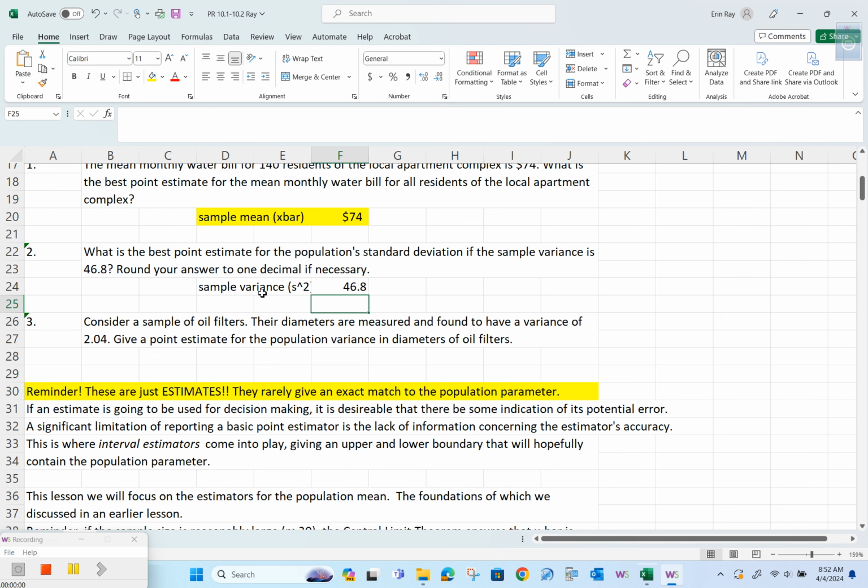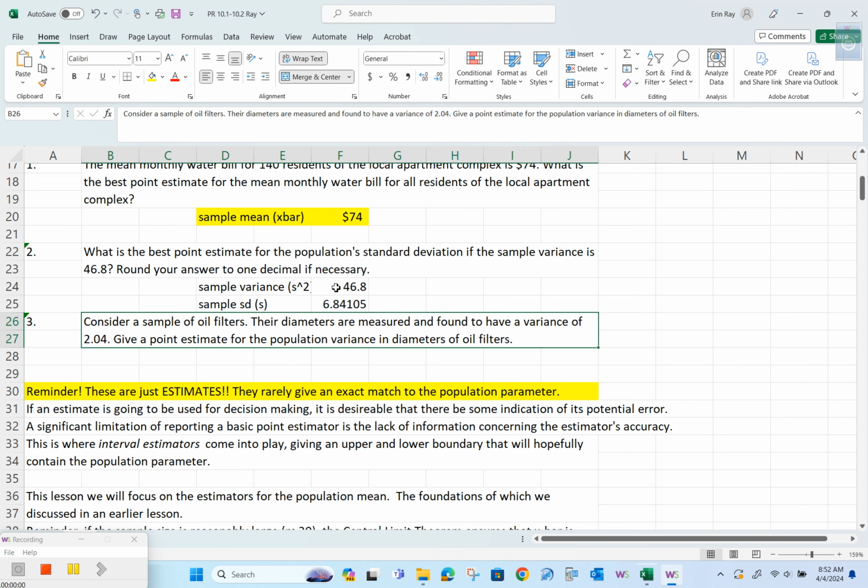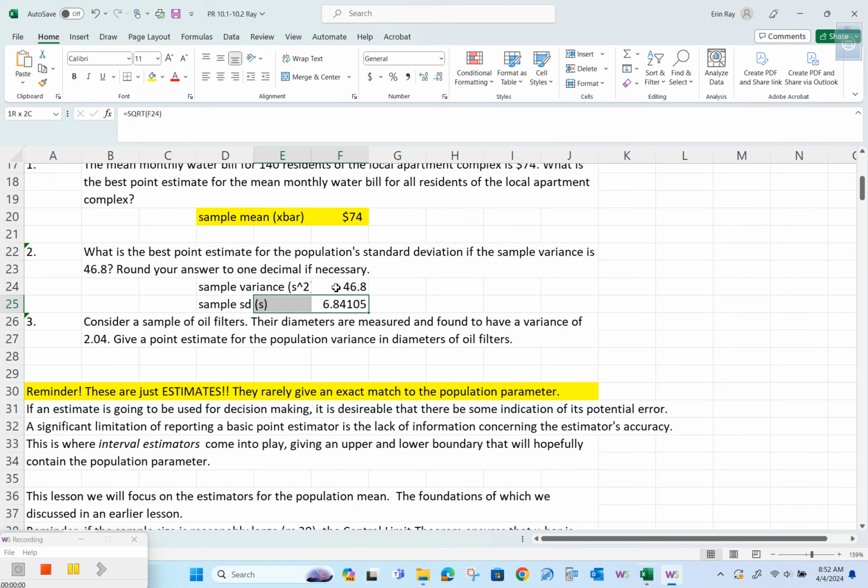Didn't give us a label on this problem. So from that, we can find the sample standard deviation, which is just regular S, by taking the square root of that. And that is our point estimate because that is our sample statistic that estimates the parameter that we're focused on. It says round your answer to 1 decimal if necessary, so we're just going to tuck away those extra digits. No labels for this one.